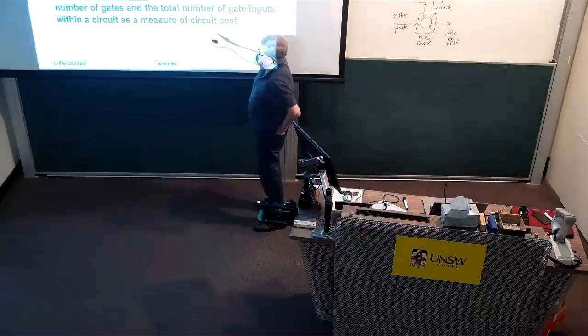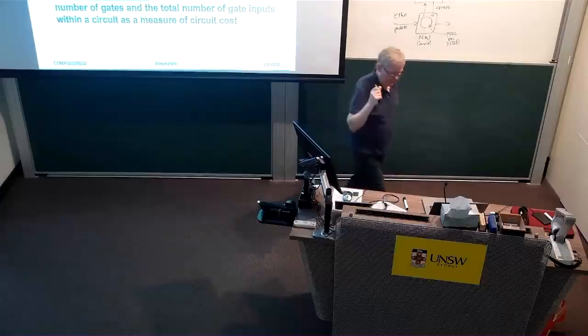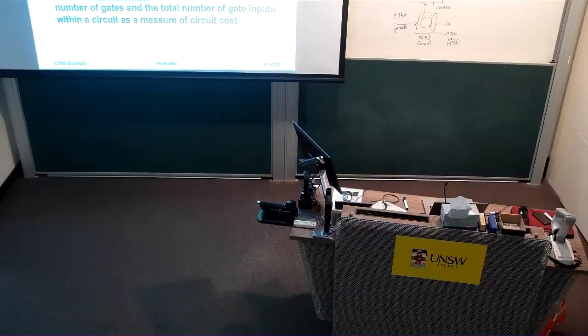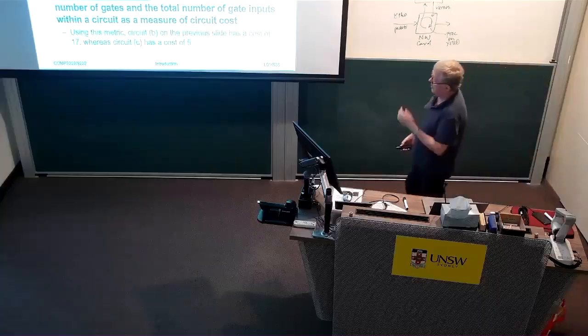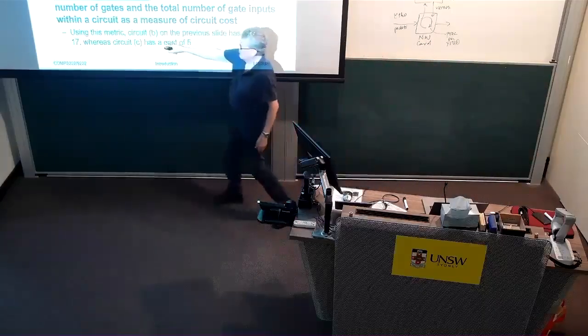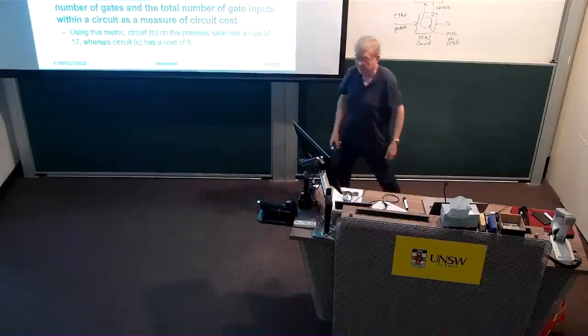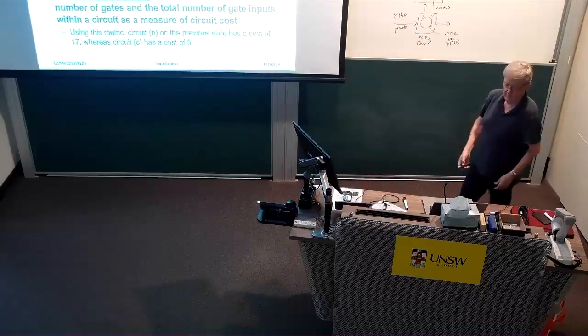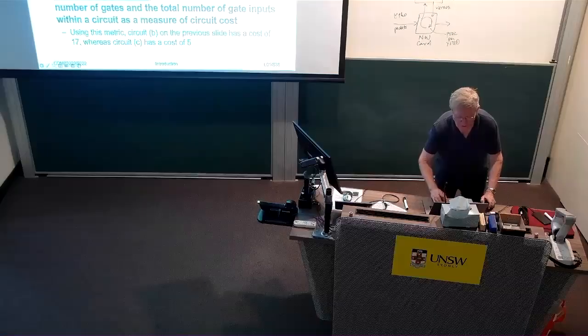So unless stated otherwise, we're going to use as a metric for the circuit cost the number of gates plus the number of inputs that are needed to implement that circuit. By that measure, the first circuit that we drew on the previous slide has a cost of 17, and the second one has a cost of 5.